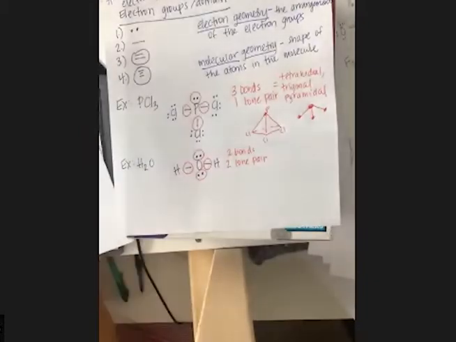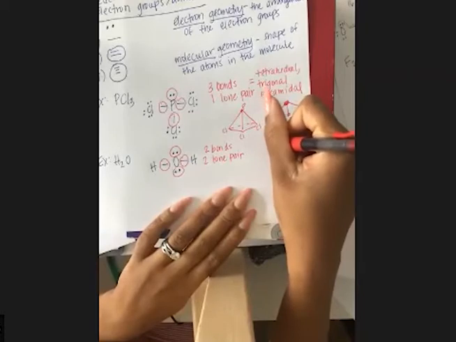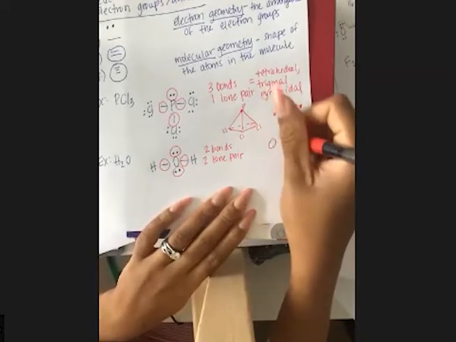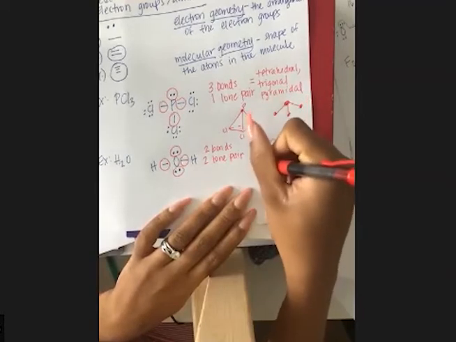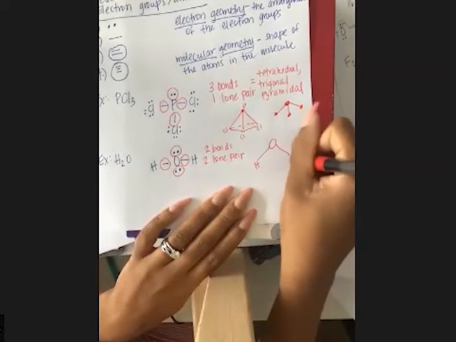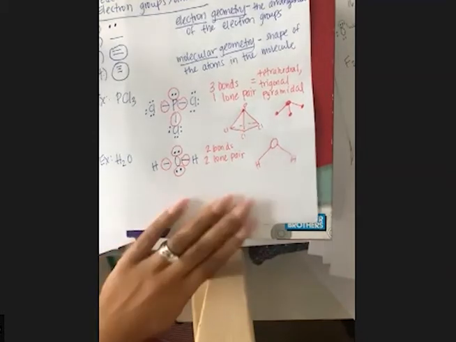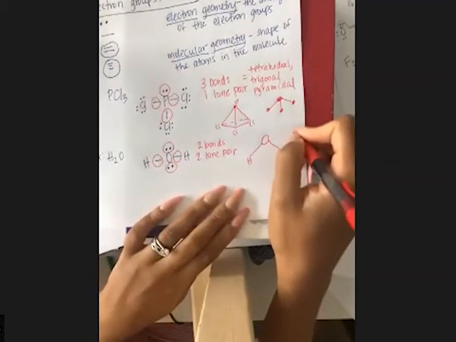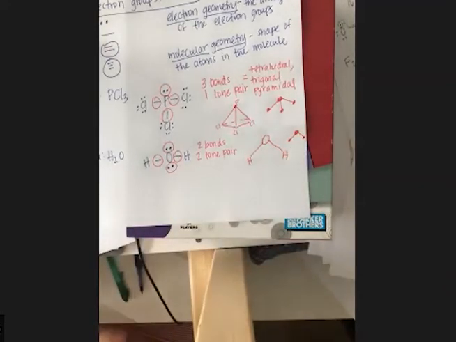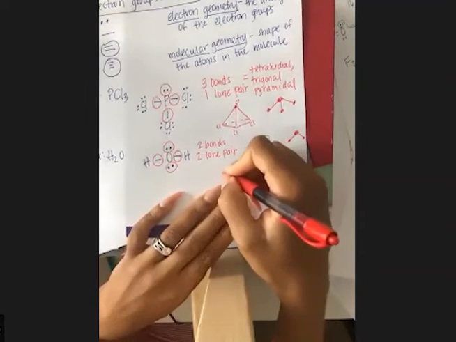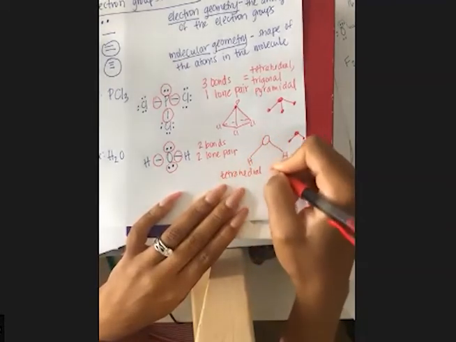So what that means is, what it really looks like is oxygen is in the middle and it's bent like this with the hydrogens. And in the book, I think it just draws it like this. And we can say this is still tetrahedral, but this time it's tetrahedral bent.